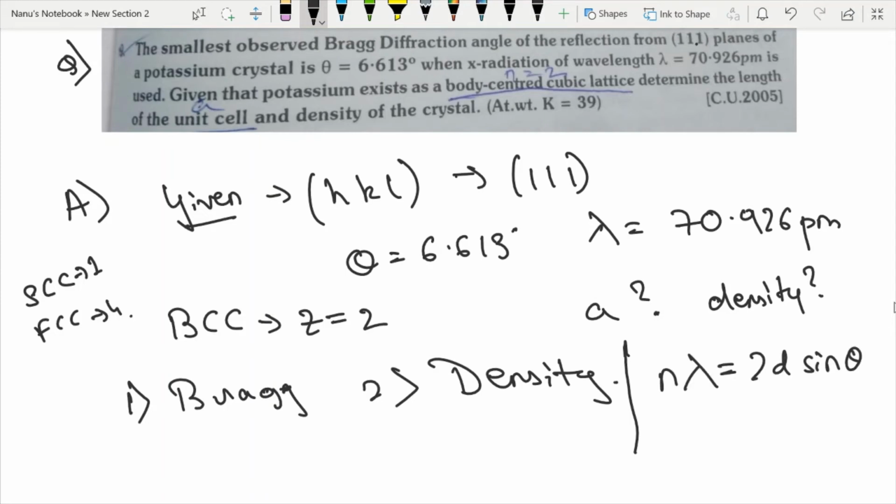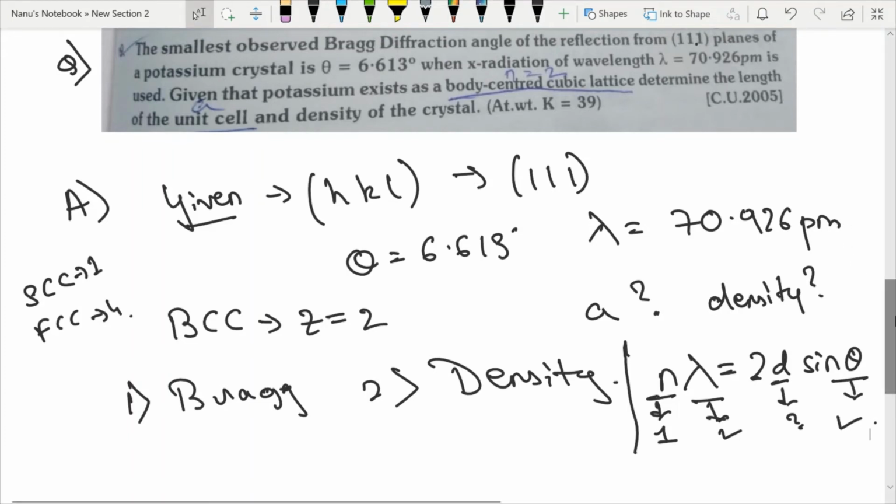Okay, so over here, they have not given the order of reflection. When they do not give the order of reflection, we normally take it as 1. Lambda is given. A we do not know, HKL we know. So d is a question mark, and theta is given. So from this again we need to find d. And so that is one formula.